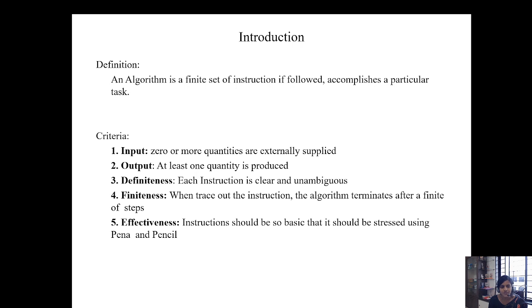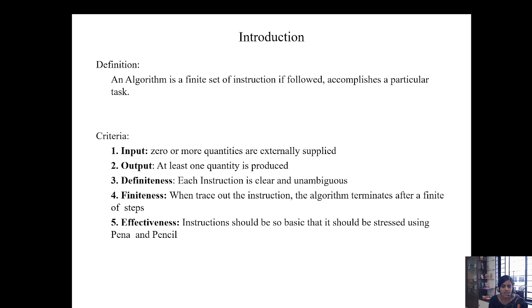The next criterion is finiteness. Finiteness means that whenever you trace the algorithm with the help of pen and paper, the algorithm should terminate after a finite number of steps. If your algorithm is moving in an infinite loop, then it is not going to justify the output. So it has to have a finite number of steps to give a particular output.